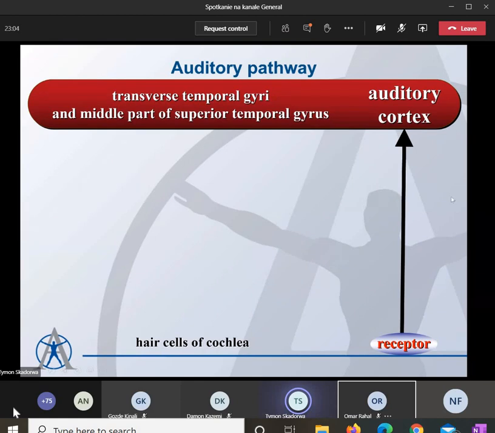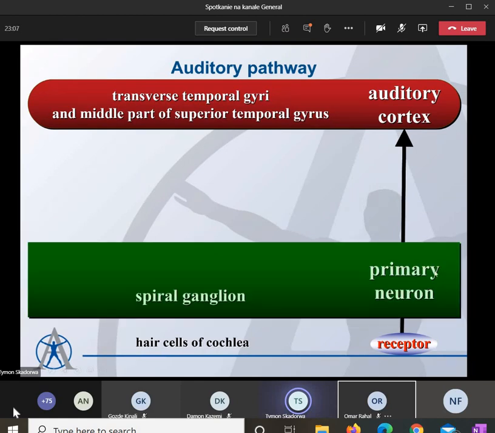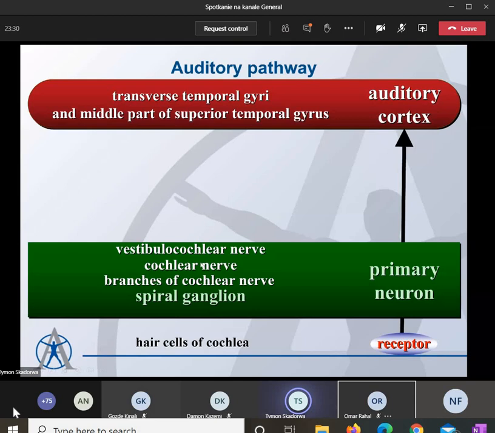Okay, now the primary neuron, as I said, is the spiral ganglion, and it sends out the hair cells. So the hair cells transmit the information to the spiral ganglion. Then the stimulation runs within the branches of the cochlear nerve, and they form the cochlear nerve, and the cochlear nerve meets another nerve from the vestibule, and they form together what we call the vestibulocochlear nerve.